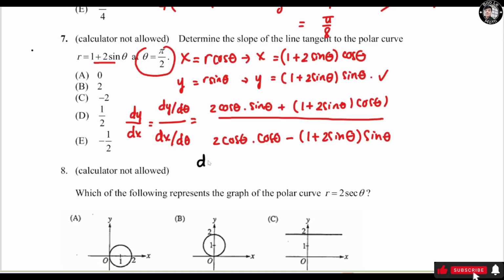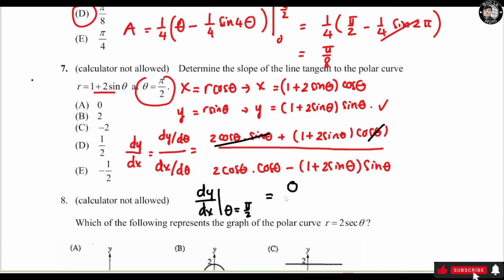So dy over dx at theta equals pi over 2: cosine of pi over 2 equals 0, so this guy's gone. So the top equals 0. For the bottom, cosine of pi over 2 equals 0, and sine of pi over 2 equals 1. This guy equals 1, so it could be negative 3. So the answer is 0. So the answer must be A.